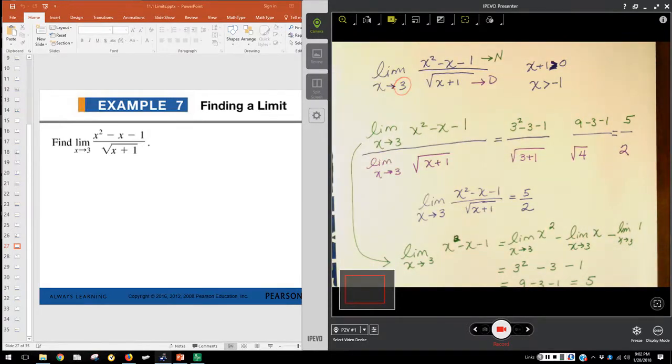You can take the limit of a numerator and denominator. You can take the limit of a product by taking the limit of each factor and then multiplying those two limits together to get the limit of their product.